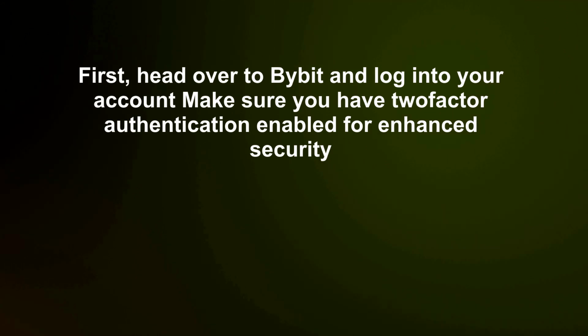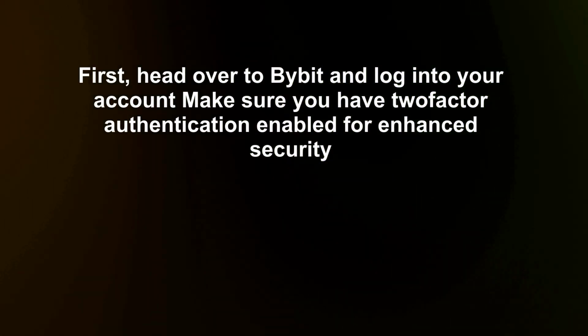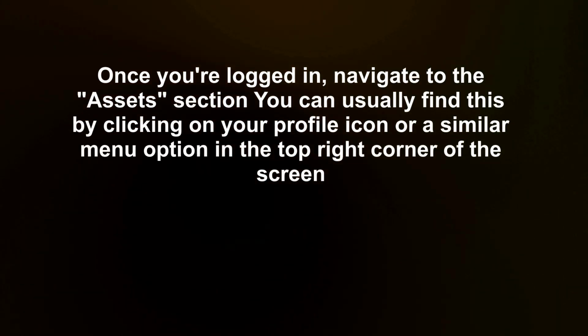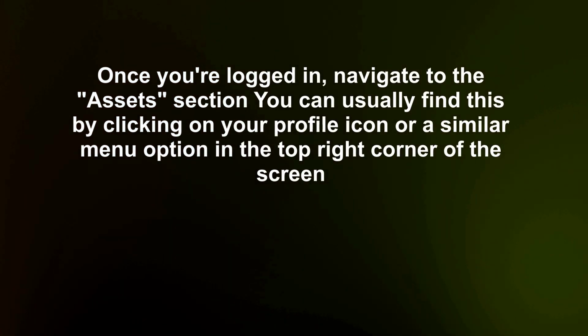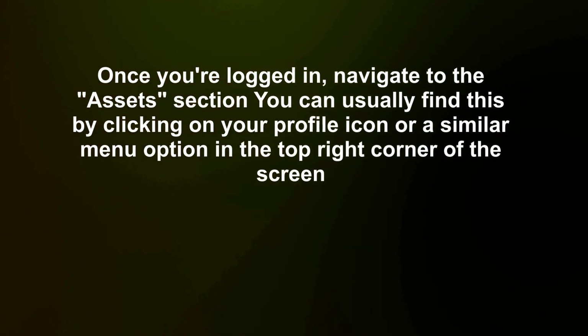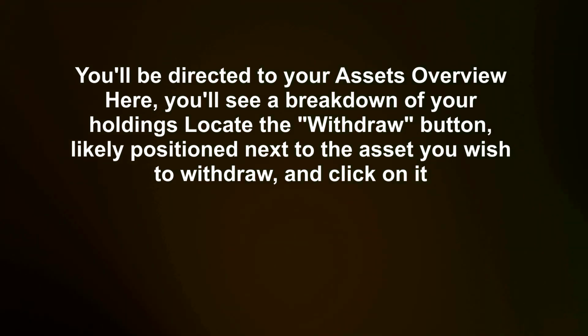First, head over to Bybit and log into your account. Make sure you have two-factor authentication enabled for enhanced security. Once you're logged in, navigate to the Assets section. You can usually find this by clicking on your profile icon or a similar menu option in the top right corner of the screen. You'll be directed to your Assets overview here.